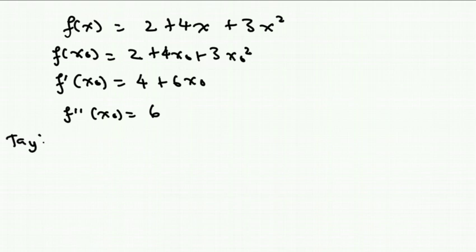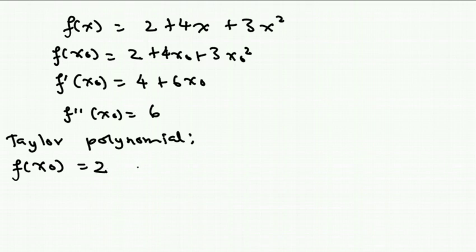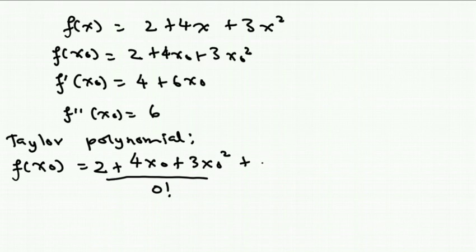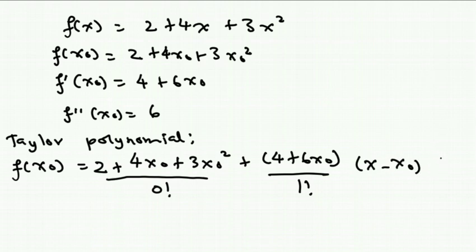So the Taylor polynomial should look like this. f(x naught) equals 2 plus 4x naught plus 3x naught squared, the original function, divided by 0 factorial, plus the first derivative, which is 4 plus 6x naught, divided by 1 factorial times the deviation (x minus x naught), and then plus the last one, which is 6 divided by 2 factorial times (x minus x naught) squared.